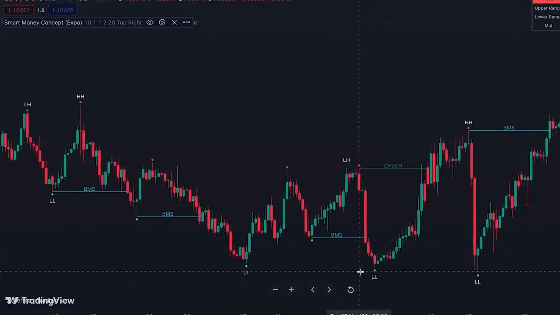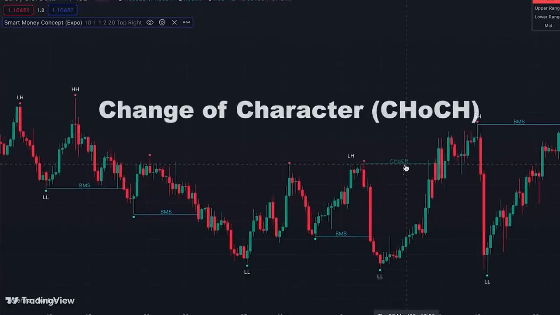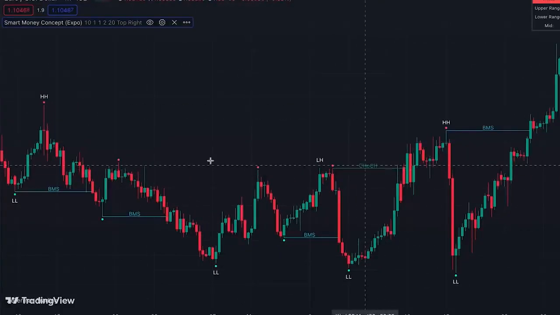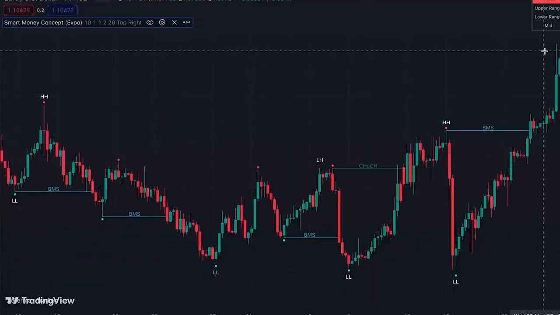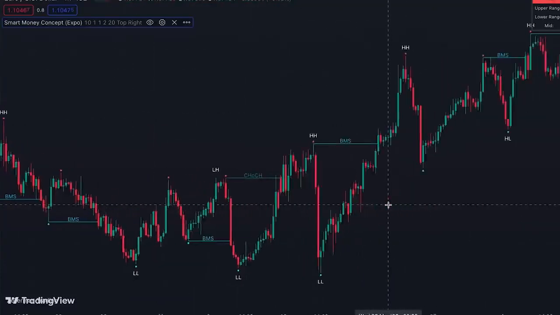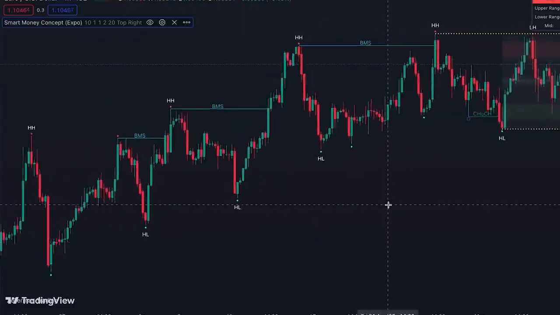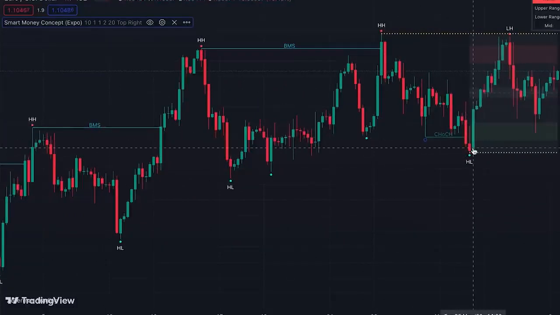Another concept here is change of character, which is shown by CHOCH, and it actually happens when the structure of the market is changing. For example, here from a downtrend to an uptrend, and change of character happens when the price breaks the previous lower high in a downtrend, or in the case of uptrends, change of character happens when the price breaks the previous higher low. This is a sign of major shift in the balance of power between bulls and bears, and this is a potential area for smart money flowing.